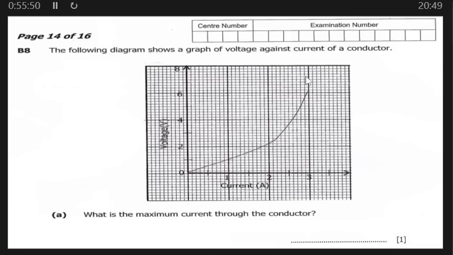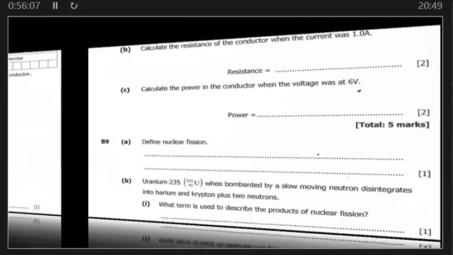All right, when the graph starts tilting going that way, then that means that it has reached the maximum. So it is actually 3 amps here, as you can see. So the answer is 3 amps. Then let's go to the next question.